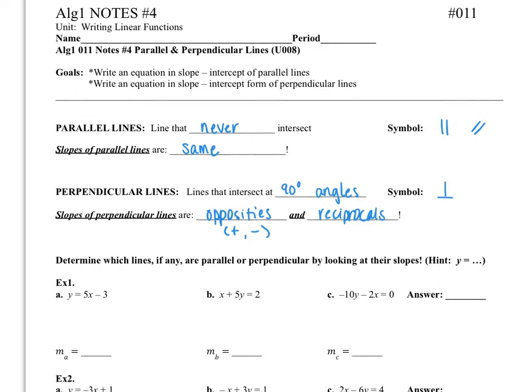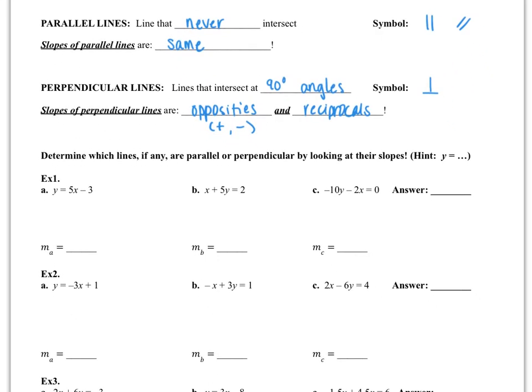So the first thing that we're going to do is look at a set of lines and determine if any of them are parallel or perpendicular, just by looking at their slopes. So in example 1, I have line A, line B, and line C. The first thing I want to do is find the slopes of lines A, B, and C. On line A, since y is already isolated, I can identify its slope as 5. It's the coefficient of x.